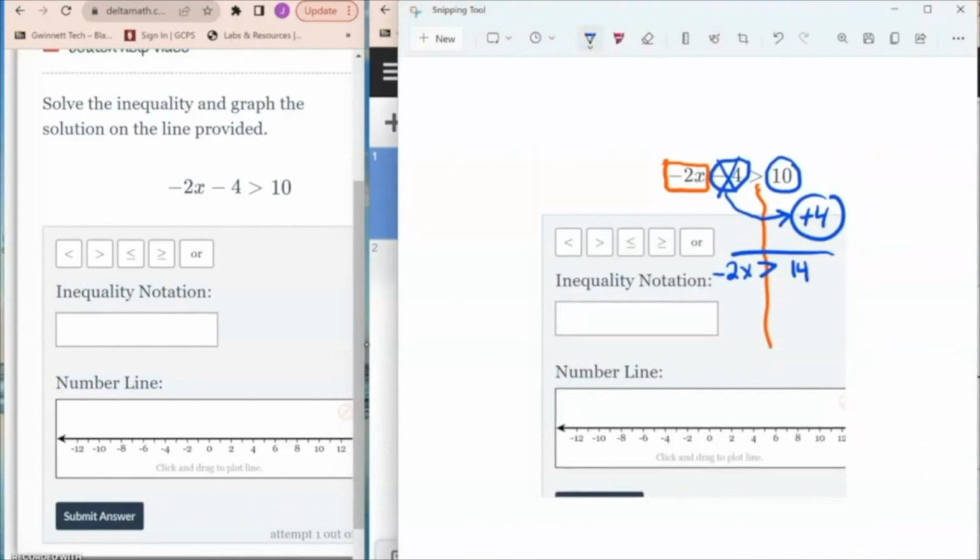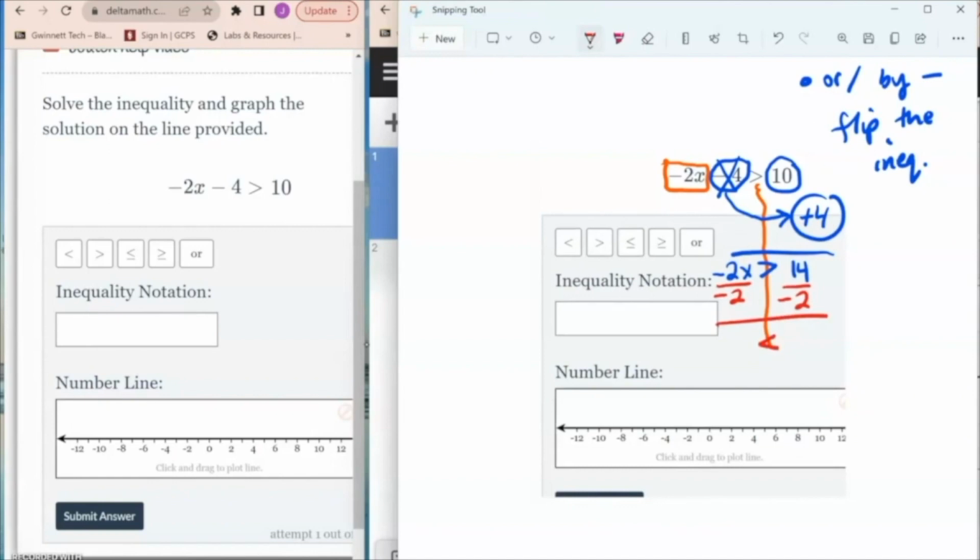Now, the only difference when you're solving equations and inequalities is you have to remember that if you multiply or divide by a negative, you have to flip the inequality. That's the only difference. So I'm going to keep solving. Right now I'm going to divide. I'm trying to isolate x. I'm going to divide by negative 2. And immediately, because I'm dividing, I look, did I multiply or divide by a negative number? I did. So I have to flip the inequality. This is going to change from greater than to less than.